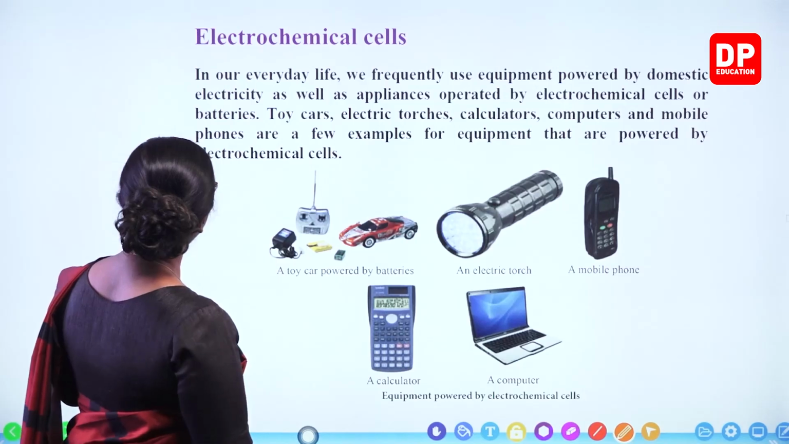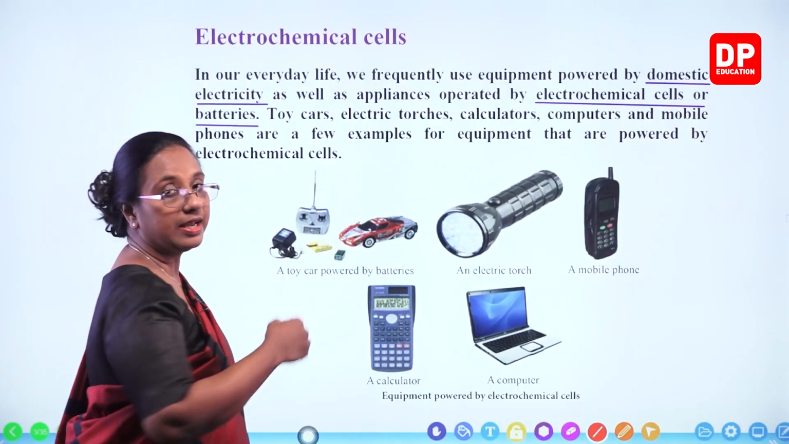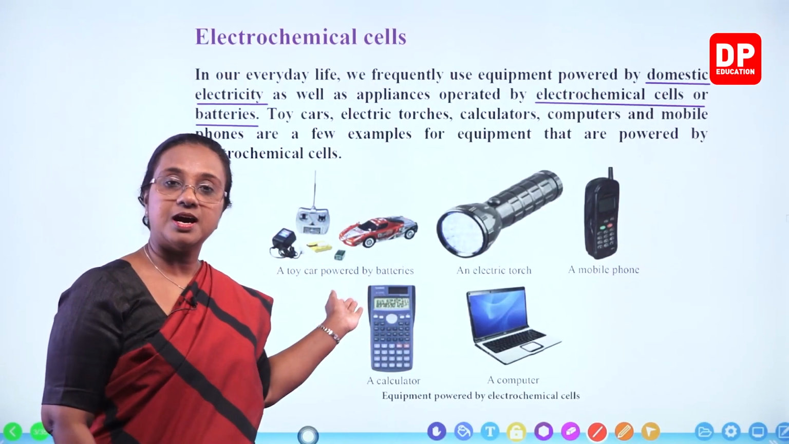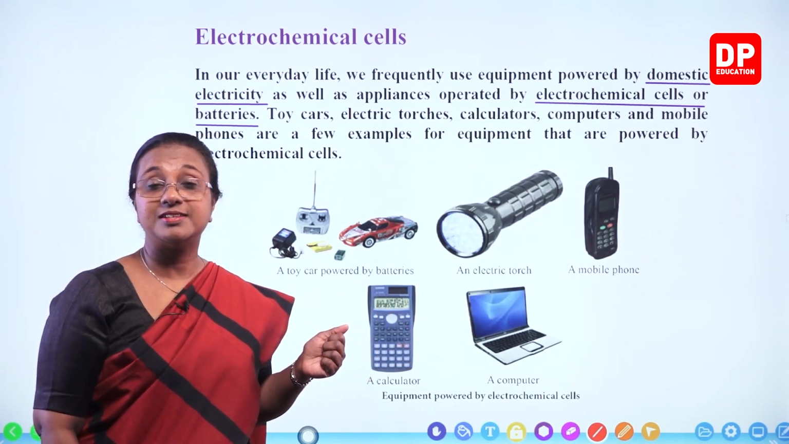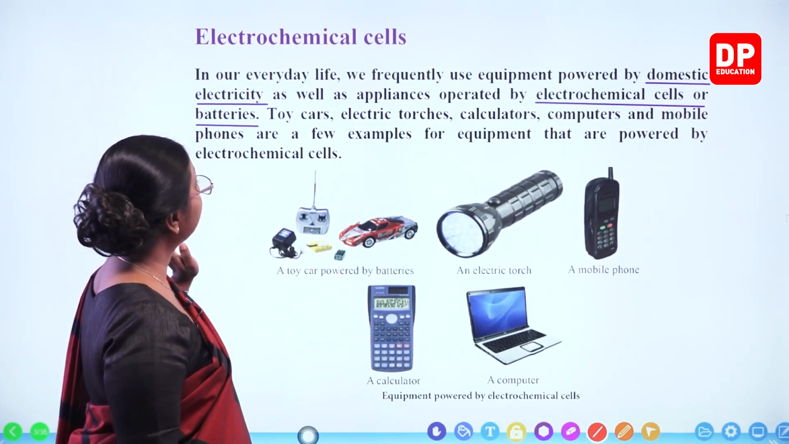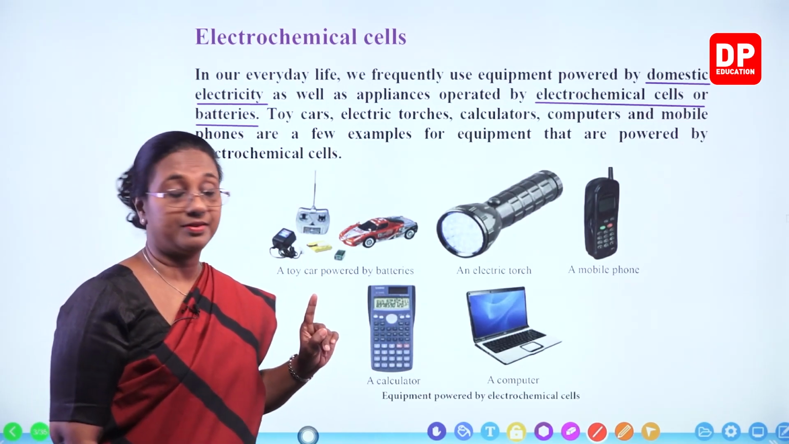Now if we look at the introduction, in our everyday life, we frequently use equipment powered by domestic electricity, as well as appliances operated by electrochemical cells or batteries. So like I told you all, we charge the laptop, we charge the toy cars, then we use the domestic electricity. You have learnt about electricity also. So then you are very familiar with that. Otherwise, we use electrochemical cells or batteries.